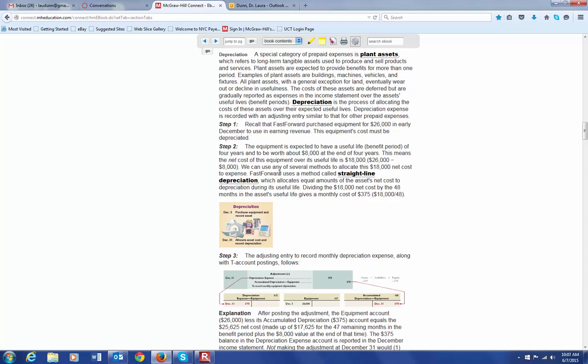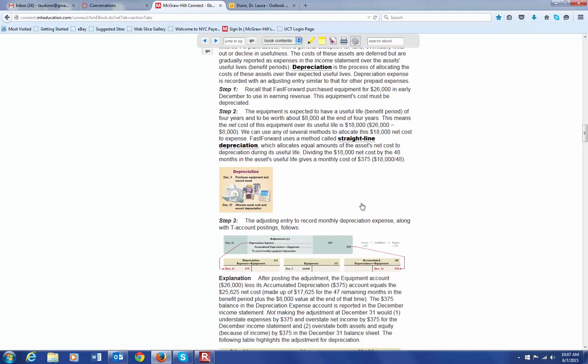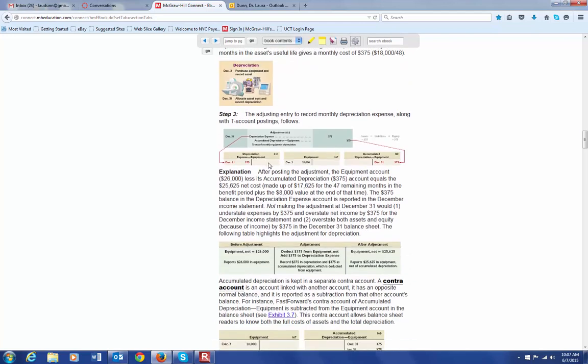There's a lot of different methods for doing depreciation, but let's just talk about the simple one right now, which is called straight line. If you've got $18,000 and it's good for 4 years, you just divide $18,000 by 4 years, or in this case 48 months, and that gives you a useful life cost of $375 a month. So each month that equipment is depreciating $375. The way we would do that particular adjustment is you have an account called depreciation expense, and you put the $375 on the debit side of that. In this case, the credit goes to accumulated depreciation.